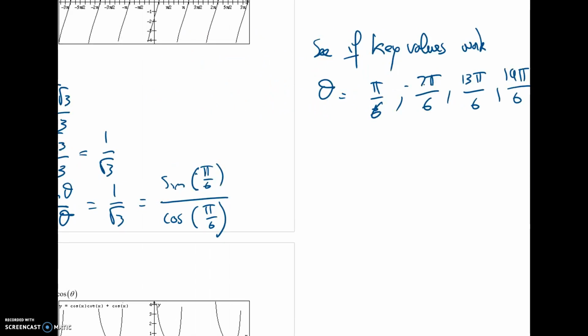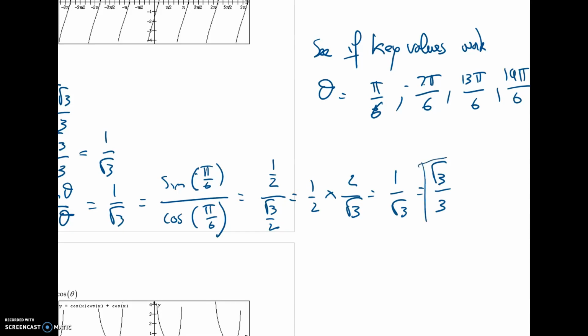When you calculate sine pi over 6 over cosine pi over 6, just to remind you, we have 1 over 2 divided by square root of 3 over 2, which is 1 over 2 multiplied by 2 over square root of 3. You end up with 1 over square root of 3, which is square root of 3 divided by 3 when you rationalize your denominator by multiplying top and bottom by square root of 3. So the angle pi over 6 is a good angle.